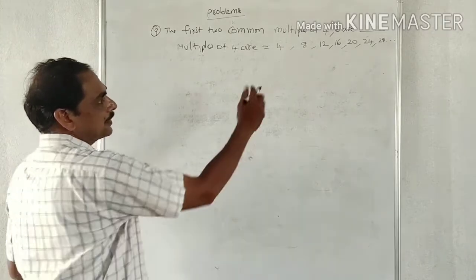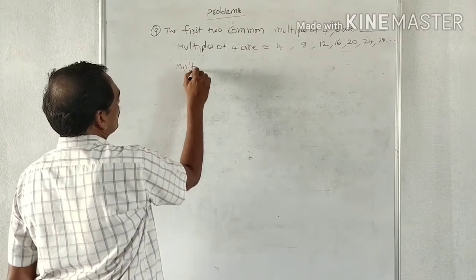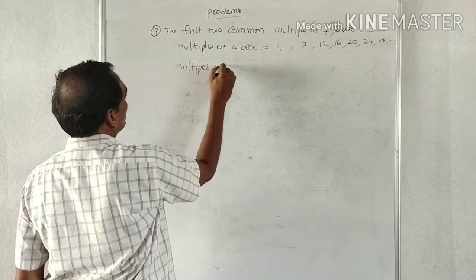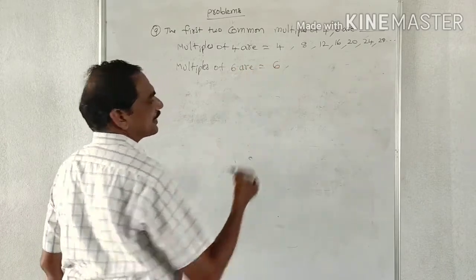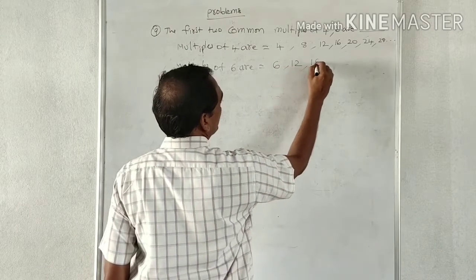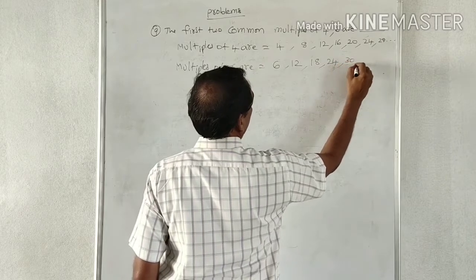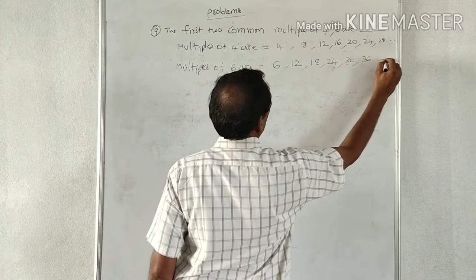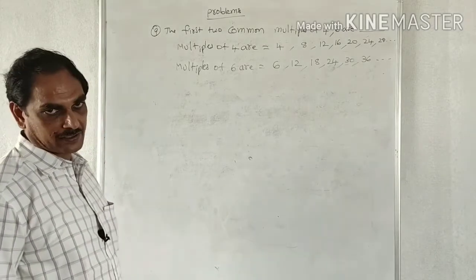Next we write multiples of 6. Multiples of 6 are equal to 6 ones 6, 6 twos 12, 6 threes 18, 6 fours 24, 6 fives 30, 6 sixes 36, and so on. These are the multiples of 6.